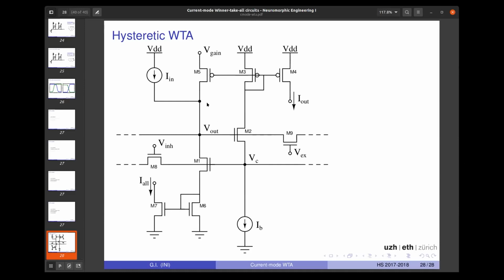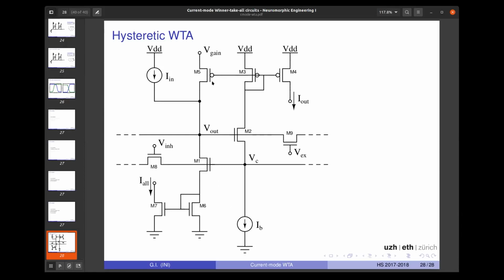Now, if you want to lose, you cannot go down becoming just slightly less than I in. You have to become less than I in minus IB to become the loser. And this gives you a hysteretic window, and you will be measuring this hysteresis property in the lab. So it's another very useful feature.